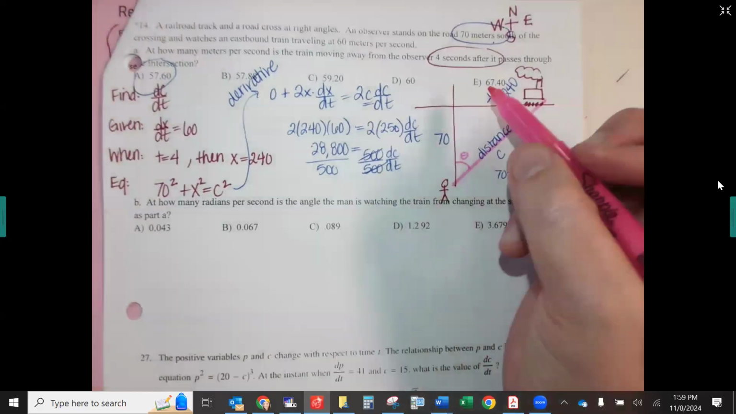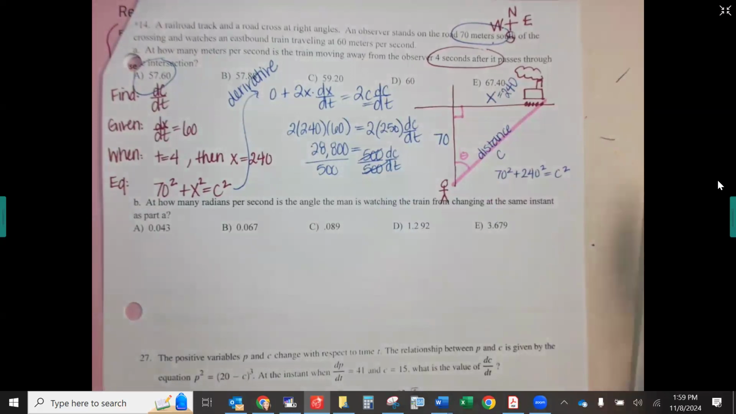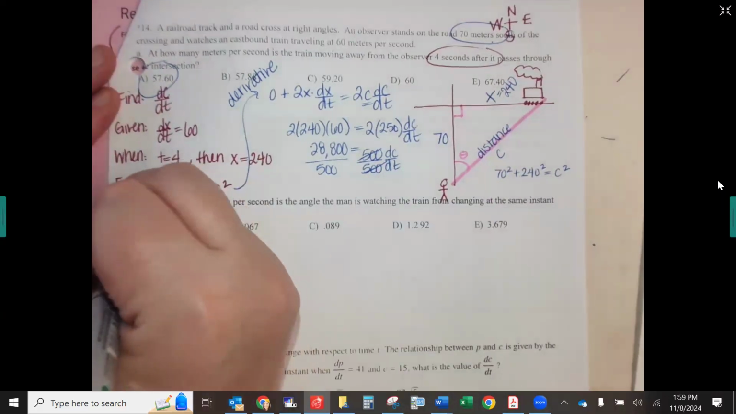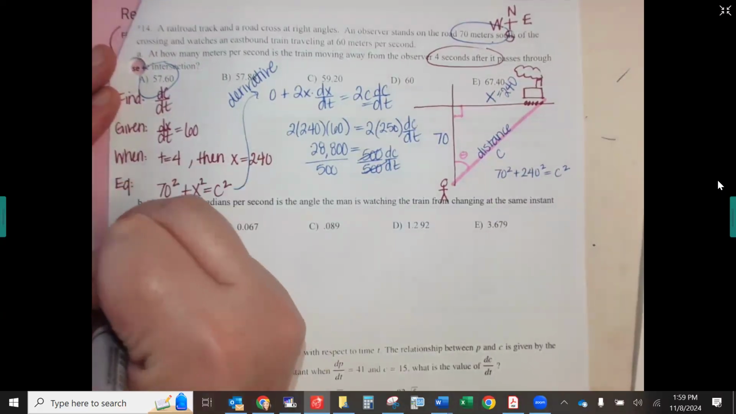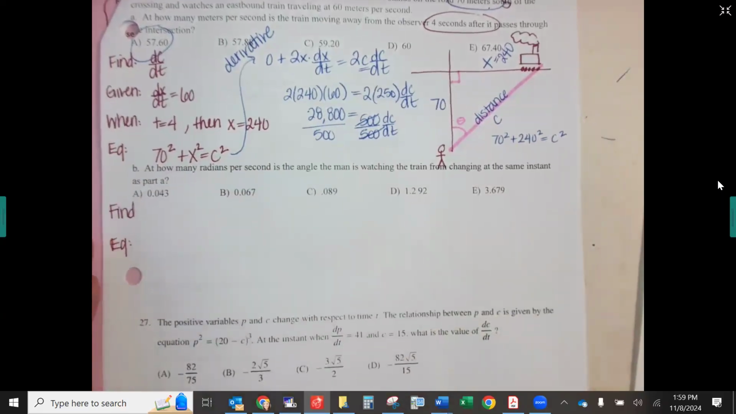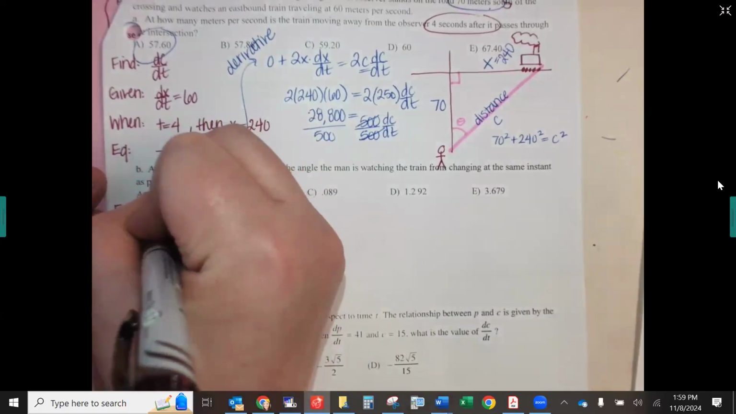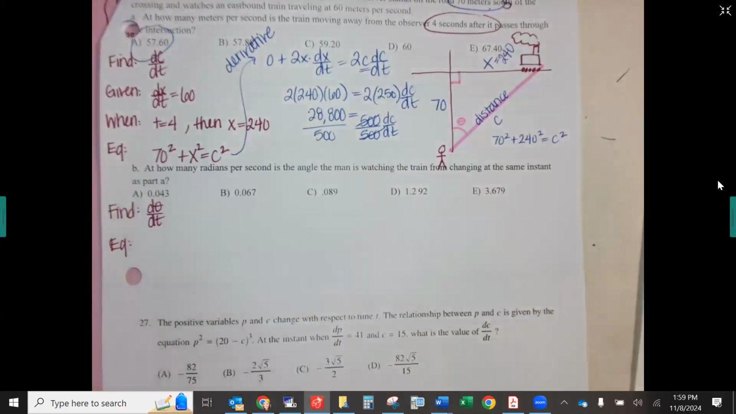Okay, also keep in mind that you can only use SOHCAHTOA on right triangles. This is a right triangle. So change your find and your equation. Okay, if we want to know how fast the angle he's watching the train from is changing, we're going to call it d theta dt. And now you're going to have to pick for your equation between sine, cosine, and tangent.